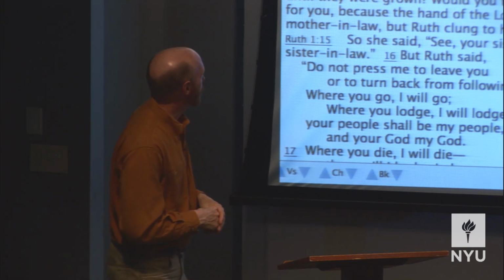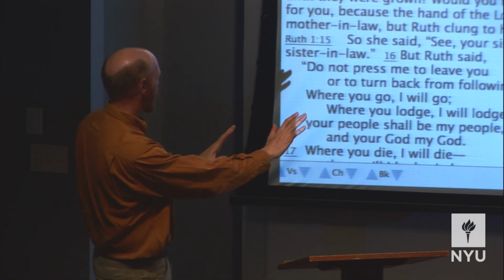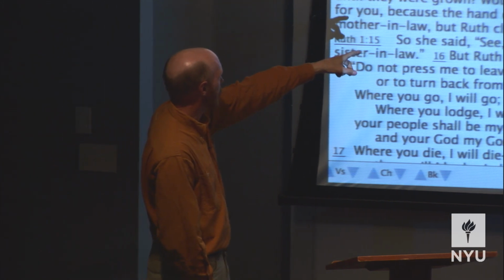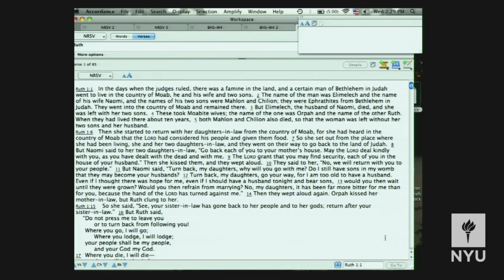In fact, I think if we just scroll, don't change the text, but where do you first see the Lord? The Lord grant that you may find security. May the Lord deal kindly. Right. So around verses 8 and 9, when Naomi is getting ready to go back home to Judah, she invokes God, you could say, invokes Yahweh. May Yahweh deal kindly with you as you've dealt with the dead and with me. Yahweh grant that you may find security, each of you in the house of your husband, meaning future husband.